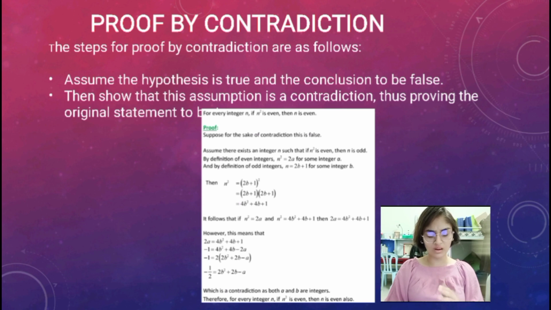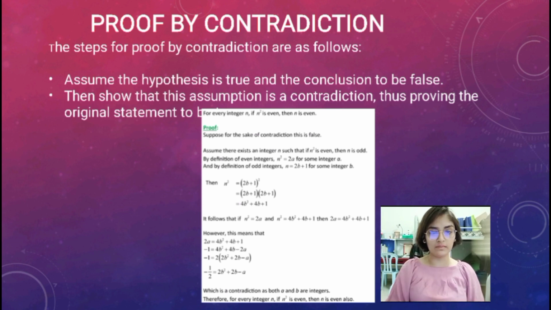Then n squared is equal to (2b plus 1) squared. Expanding that, it becomes 4b squared plus 4b plus 1. It follows that if n squared equals 2a and n squared equals 4b squared plus 4b plus 1, then 2a equals 4b squared plus 4b plus 1.